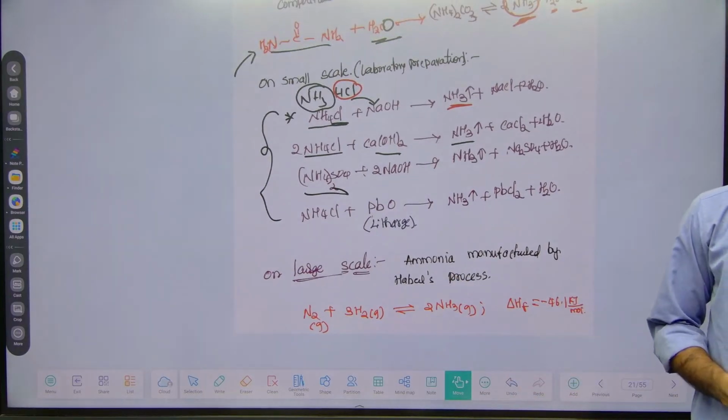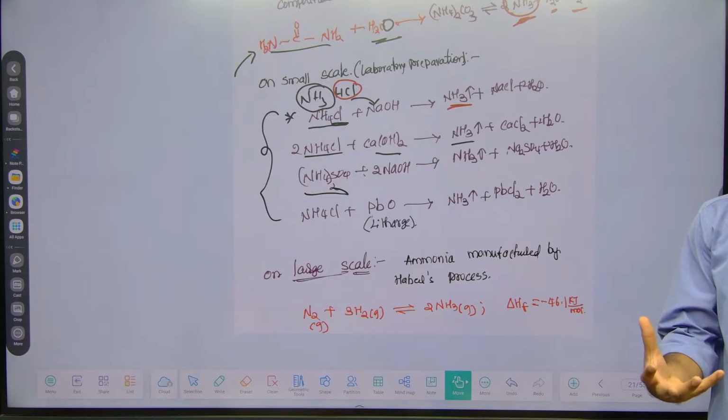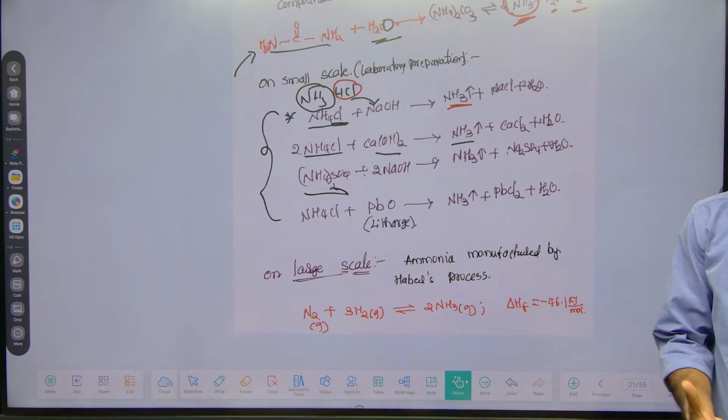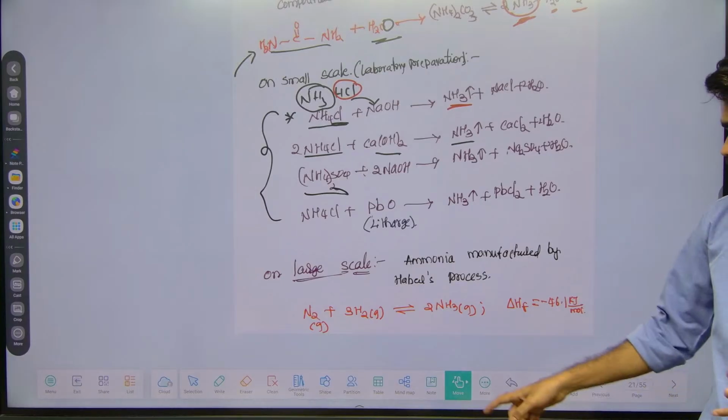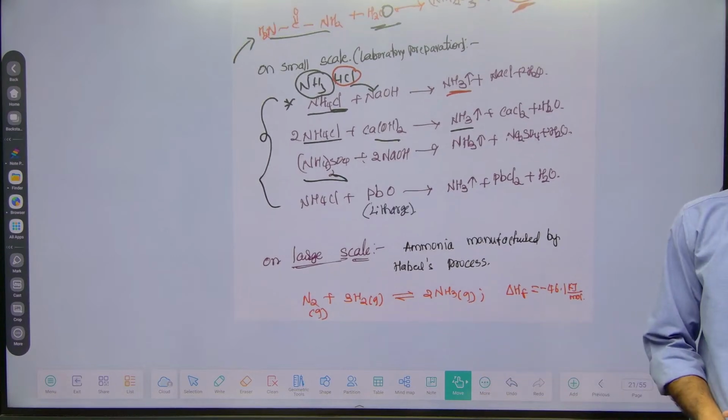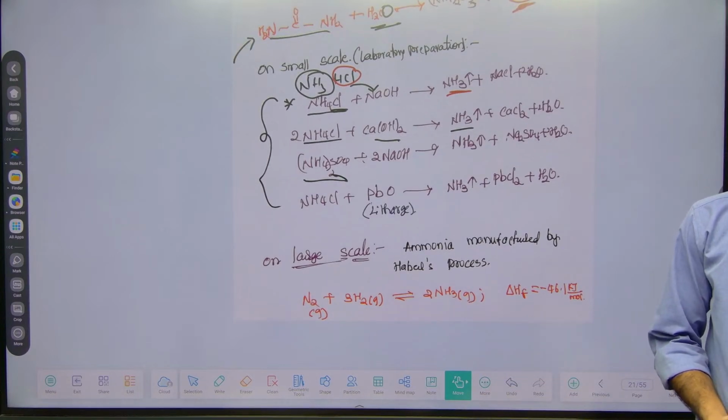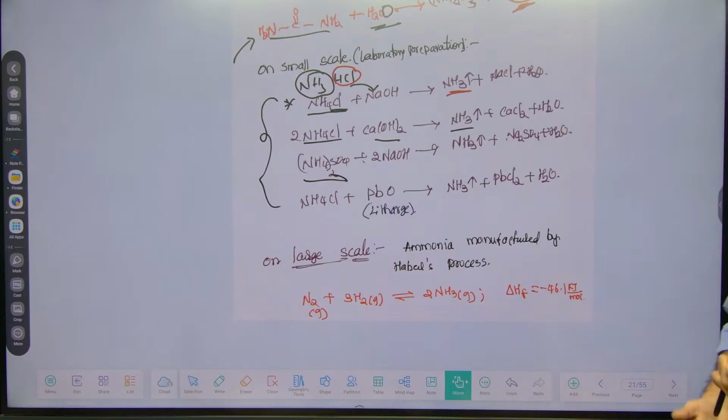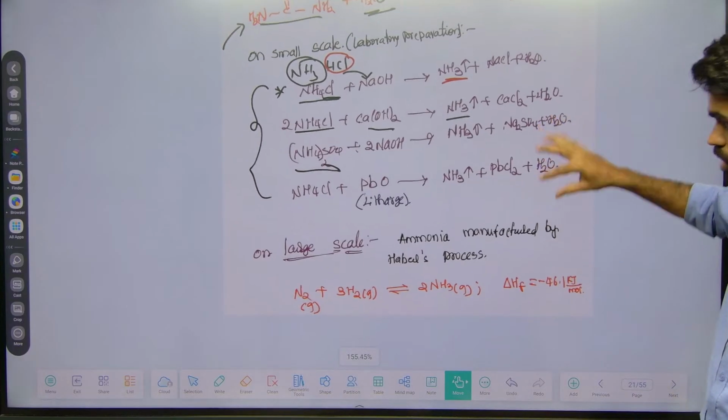Okay, now the largest scale, industrial method of preparation of ammonia is Haber's process. What are the raw materials we use there? N2 and H2.